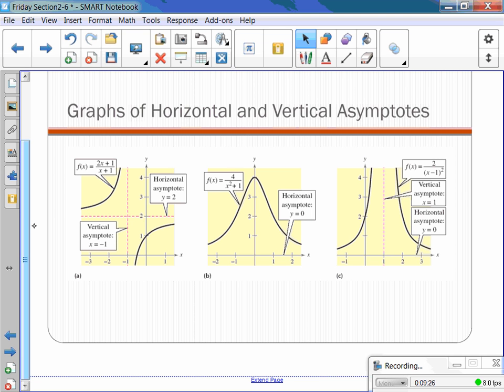And we also see a horizontal asymptote. As my graph approaches negative infinity, it's approaching the line y equals 2. As it goes to positive infinity, as my x gets larger and larger, it's approaching positive 2. I don't have to have a vertical asymptote with a rational function. In this case, 4 over x squared plus 1.